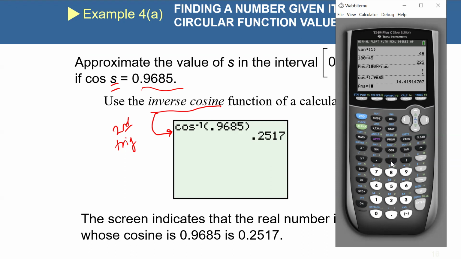pi over 180. But I am using pi because it's a decimal, not an exact value. If there is not an exact value, you're using pi. So I'm doing pi divided by 180. Hit enter. Do I still get the same result? Yes. So degrees is where you're more comfortable, and that's what you would do. It's up to you.